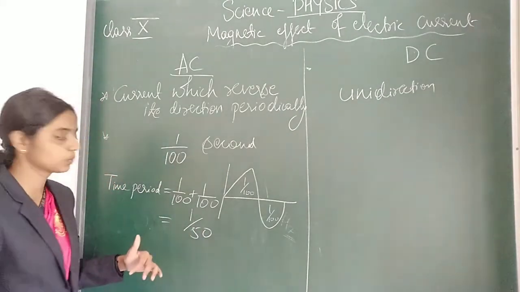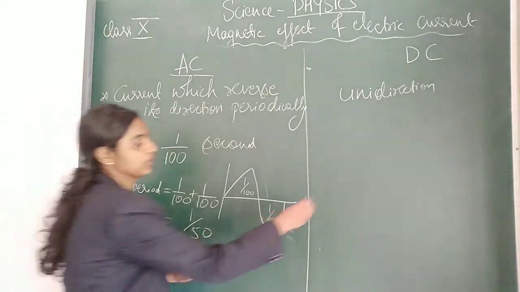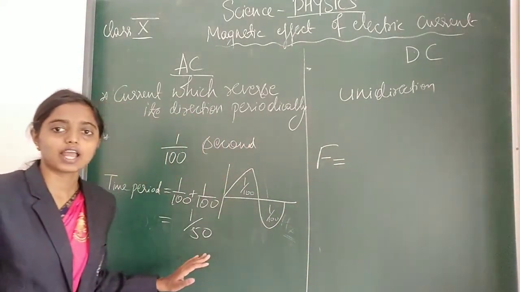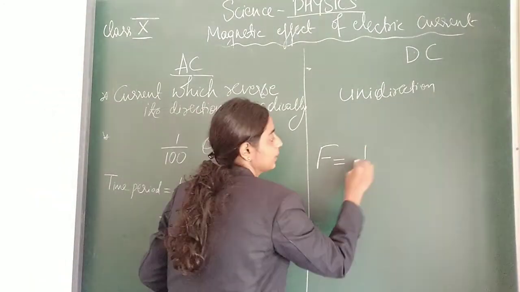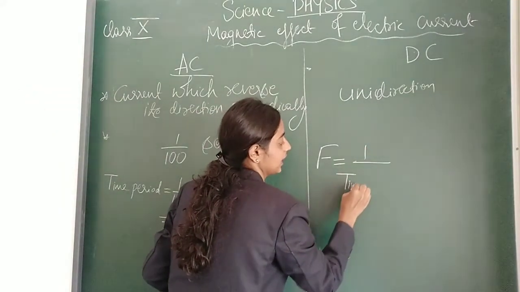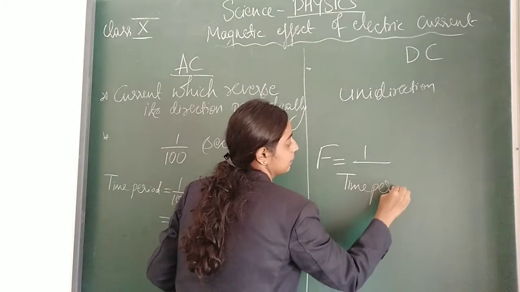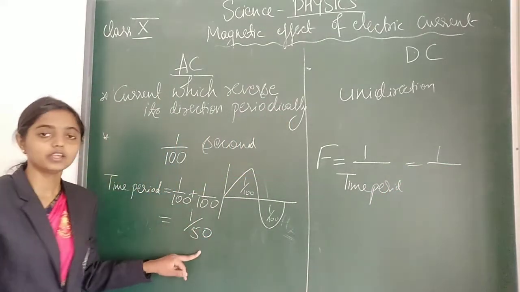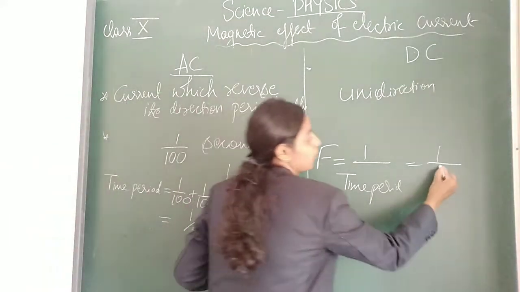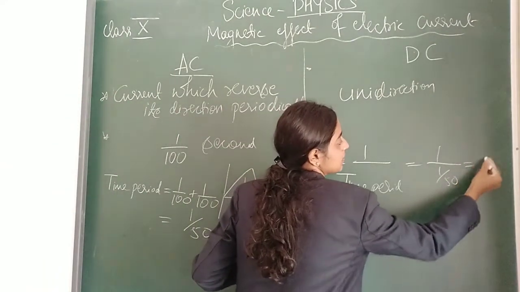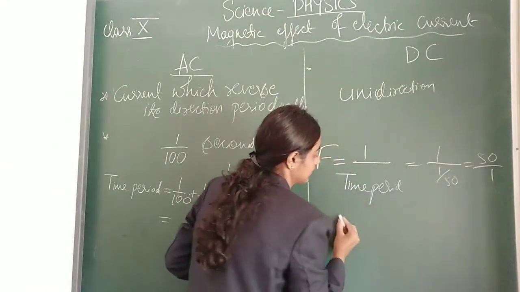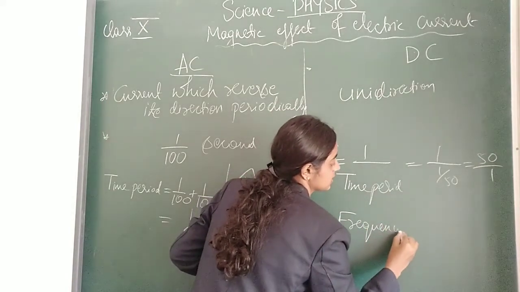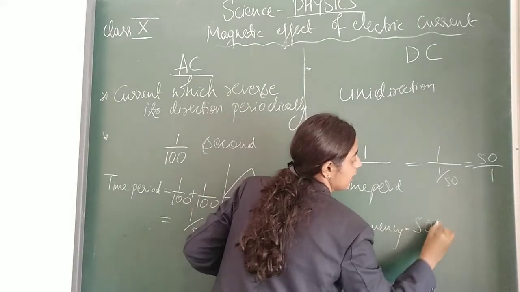So the next step is we need to calculate frequency. Let me write here: frequency. The formula to calculate frequency is 1 by time period, and here we know our time period, that is 1 by 50. So if we take 1 by 50, the next step is 50 by 1. That is, frequency is 50 hertz.